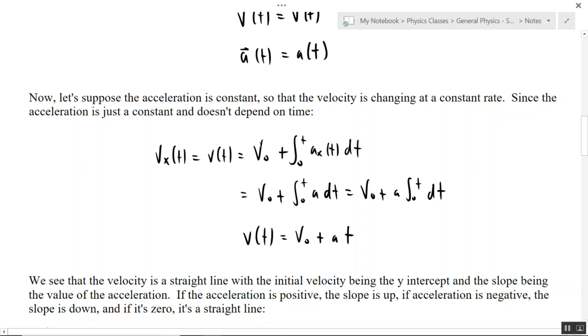So if the acceleration is constant, right, what happens to this? You can pull it out, because it's constant. It doesn't depend on time. So then it's a pretty easy integral. It's just the integral from 0 to t of dt. Well, what's that? It's just t, right? So what you get is this equation here: v(t) is equal to v0 plus at. So this is what's known as the 1D constant acceleration equation for velocity. This tells you, if the acceleration is constant, what the velocity is at any moment of time. It's just the initial velocity plus the acceleration times the time.